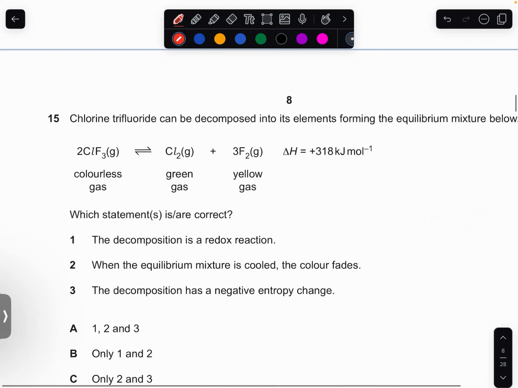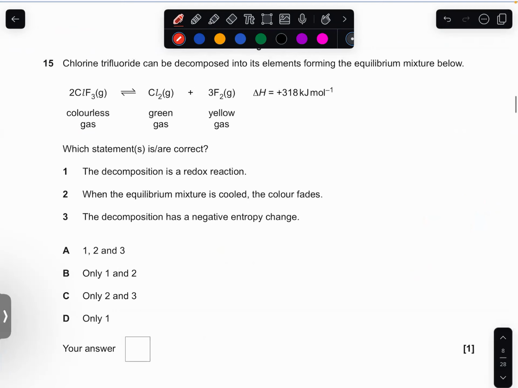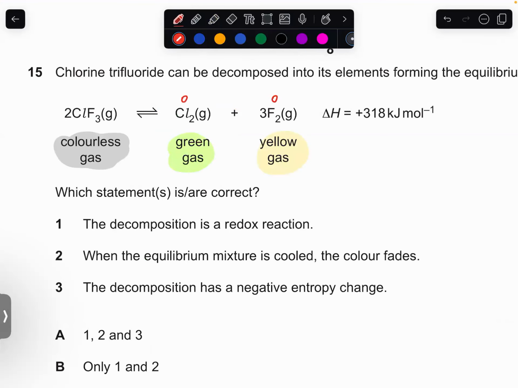Last question. If you look at this question here, you've got a green gas here, a yellow gas here, and a colorless gas here. You've got an equilibrium set up, which asks: is this a redox reaction? Let's check. Oxidation number is 0, 0. Chlorides are -1, -1, -1. That's +3. This is a redox reaction.